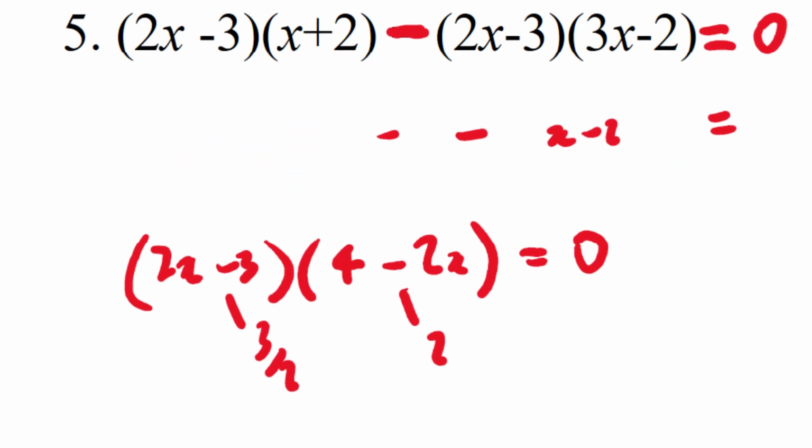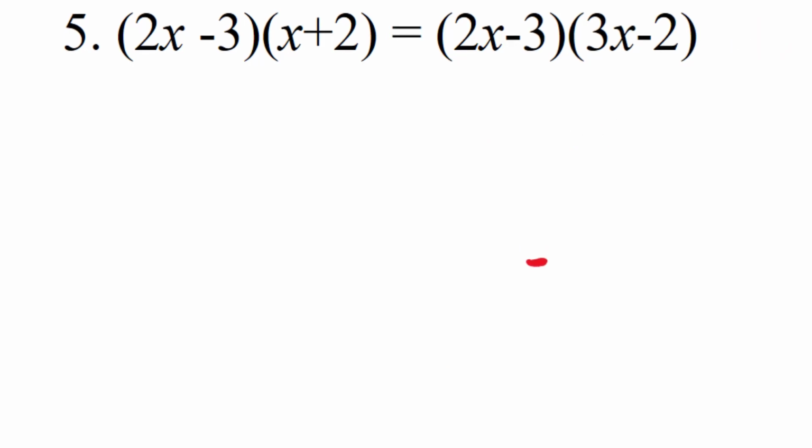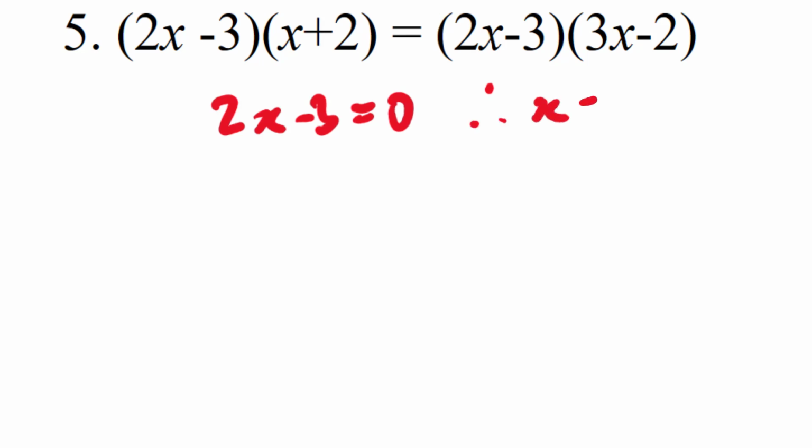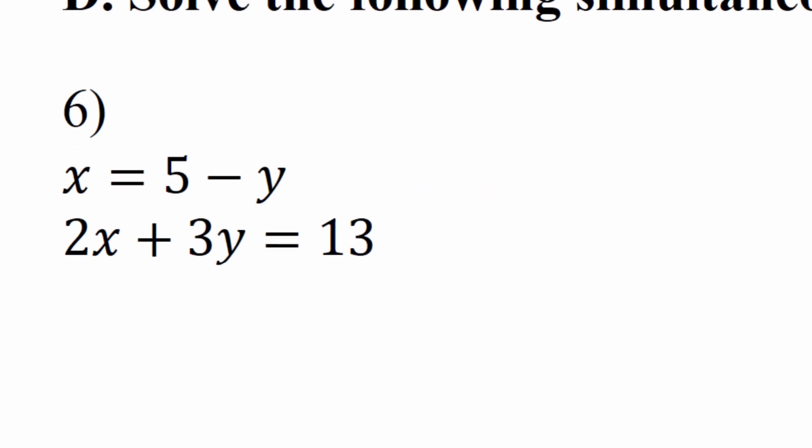Nice. An alternative approach to that question is, I think, probably preferable, which you say, if 2x minus 3 is 0, then that's a solution to this equation. So I would just simply write 2x minus 3 is 0. Therefore, x is 1.5. Or x plus 2 is equal to 3x minus 2. And therefore, x is equal to 2. Okay, so quite tricky, that one.